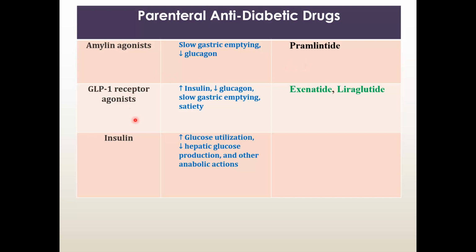And GLP-1 receptor agonists, very important, exenatide and liraglutide. They are agonists of the GLP-1 receptor. So we have endogenous GLP-1, but it is very short acting. So we give GLP-1 receptor agonists like exenatide and liraglutide. These are long-acting GLP-1 receptor agonists.